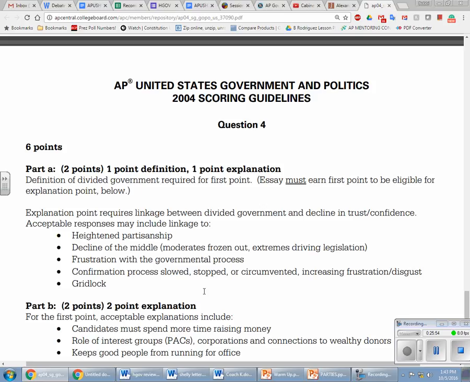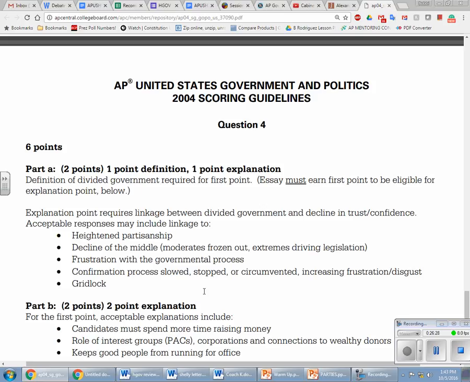All right, so hopefully everybody would have gotten the first point on this one for simply defining divided government. That's pretty straightforward. The second point came from somehow explaining how divided government could lead to distrust in the government. And the College Board up here on the rubric has given some examples. So they suggest that perhaps heightened partisanship, because now it's going to be us versus them, might lead people to be frustrated about the government, feeling like it's too focused on hurting the other party rather than actually getting things done. That's again this idea of the decline of the middle, or frustration.